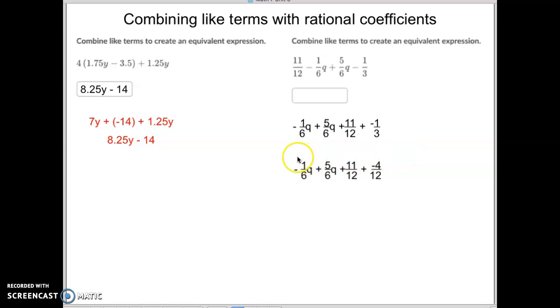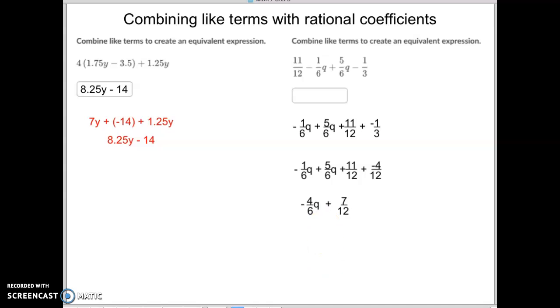So let's do that. You'll notice that these two stayed the same. This one stayed the same. We just simply multiplied the 1/3 by 4 and we got the negative 4/12. Now I can do the combining of like terms. If I have a positive 5/6 here and I add a negative 1/6, that negative 1/6 will cancel one of those 5, leaving me with negative, not negative 4/6q.